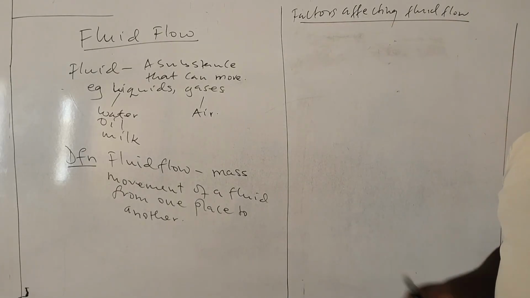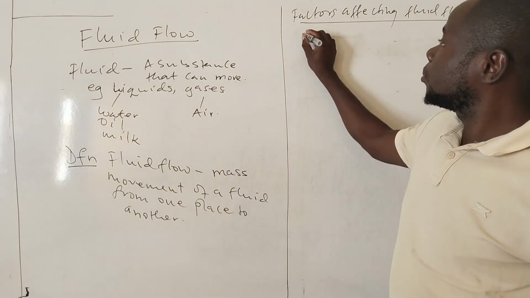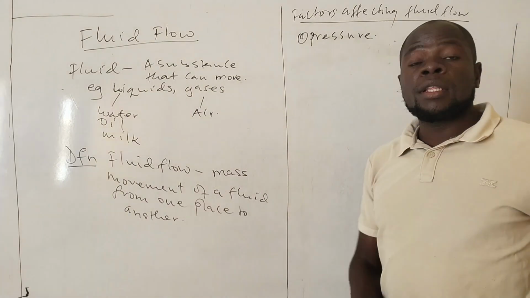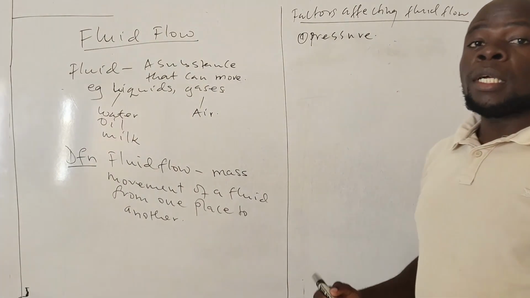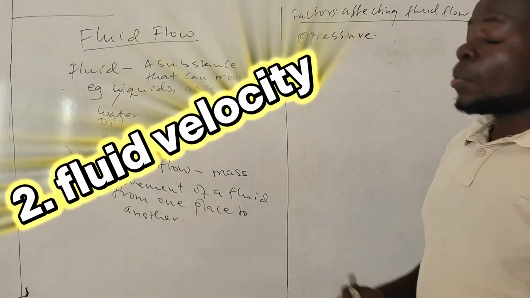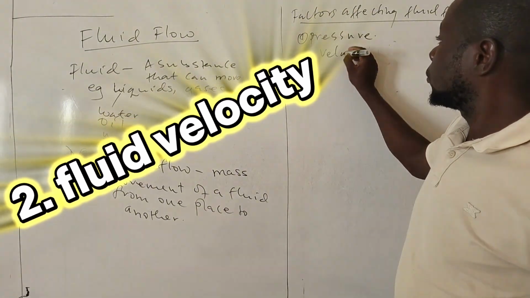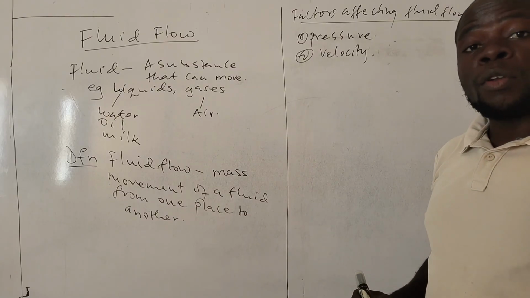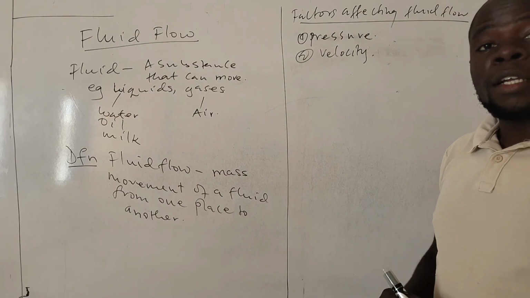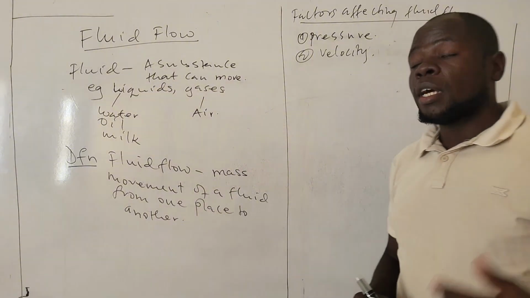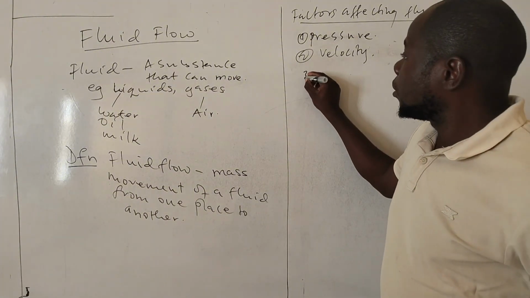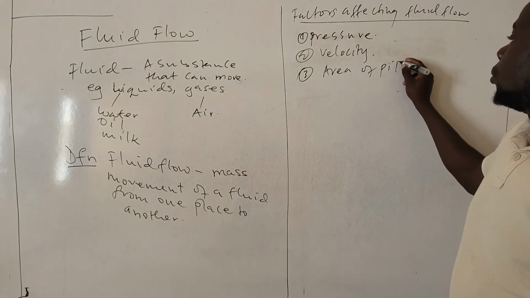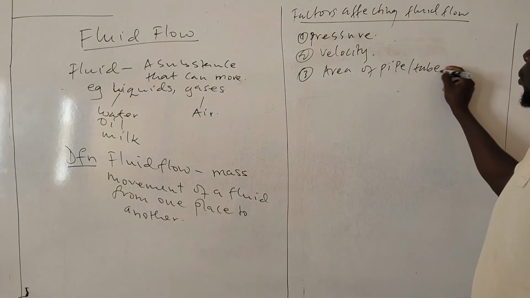Factors affecting fluid flow. One, we have pressure. A fluid moves from where there is high pressure to where there is low pressure. Number two, velocity. Velocity of the fluid. A fluid with high velocity will have low pressure, and that with low velocity will have high pressure. And then number three, we have area of pipe or tube being used.